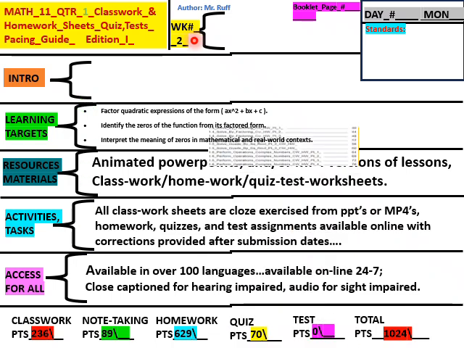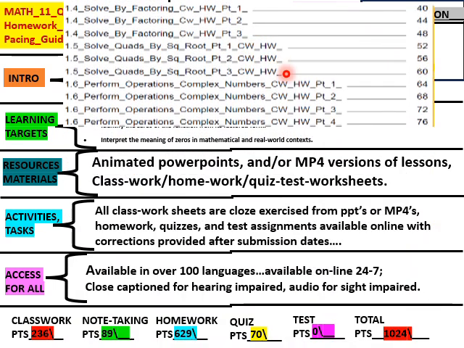And we start out with 1.4, solve by factoring: classwork homework part 1, part 2, part 3. So we've got 3-part lessons here for solve by factoring. Then we go to 1.5, solve quadratics by square roots: classwork homework part 1, part 2, and then part 3, so we've got a 3-part classwork there for solving quadratics by square roots.